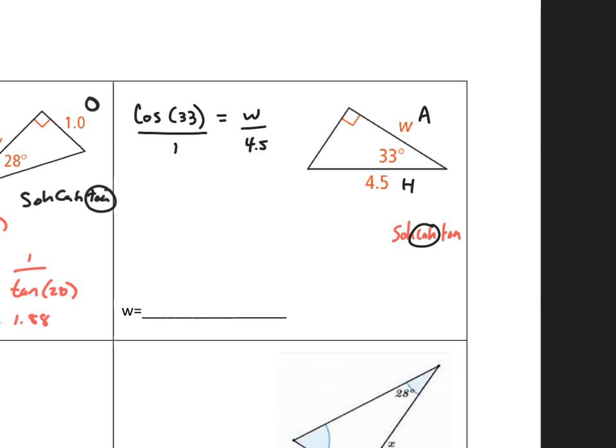So now we know how to solve. We will cross multiply. This one's straightforward. W is 4.5 times the cosine of 33. So on your calculator, just do 4.5, press the cosine button, 33, close out your parenthesis. You get W is equal to 3.77. So W is 3.8 to the nearest tenth.